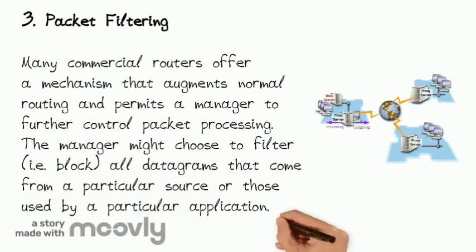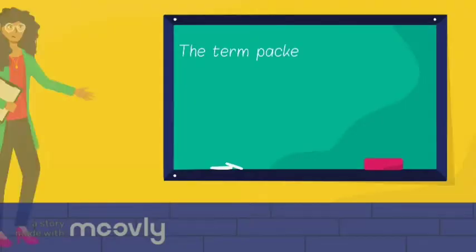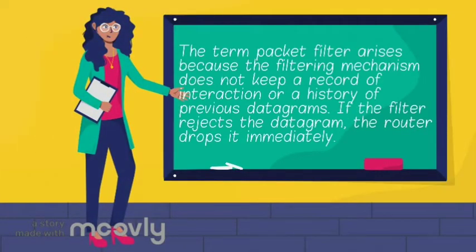3. Packet filtering. Many commercial routers offer a mechanism that augments normal routing and permits a manager to further control packet processing. The manager might choose to filter, i.e. block, all datagrams that come from a particular source or those used by a particular application. The term packet filter arises because the filtering mechanism does not keep a record of interaction or a history of previous datagrams. If the filter rejects the datagram, the router drops it immediately.